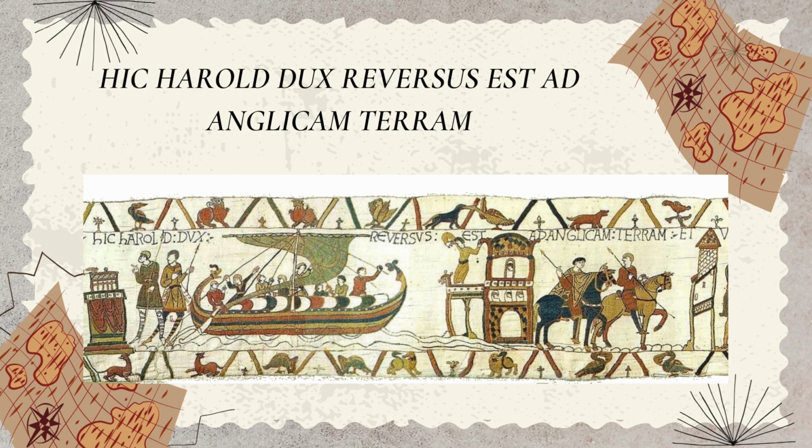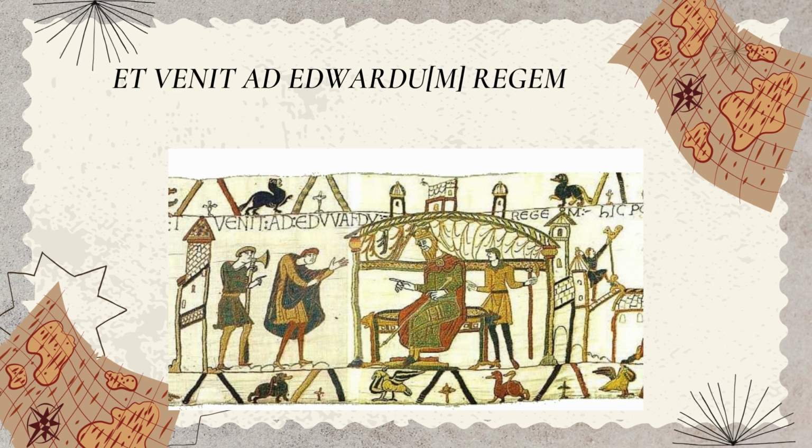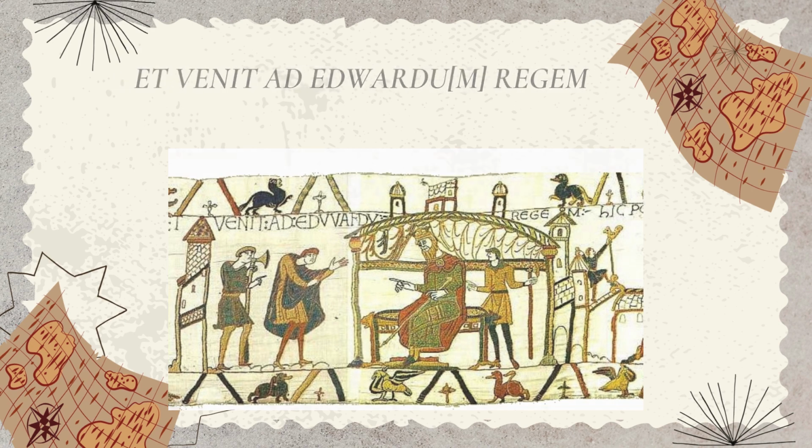So you can see there, this part starts with the men kind of boarding the boat, and then they're depicted sailing across and landing back in England, okay? Then you have et venit ad Edwardum regum, and came to King Edward, right? Here's Edward the Confessor again, right? So he came to King Edward.